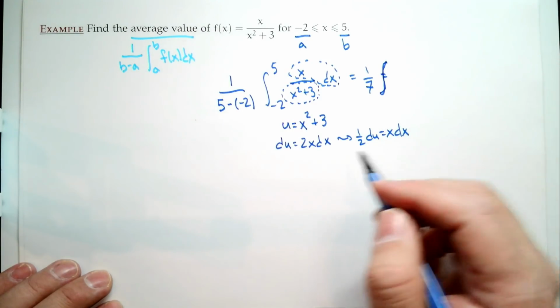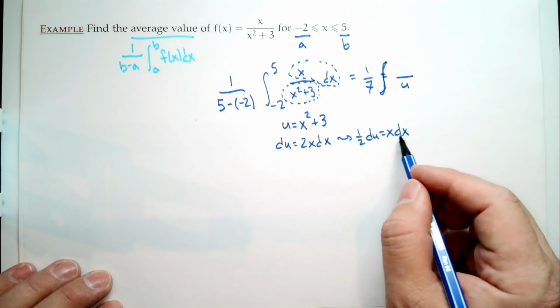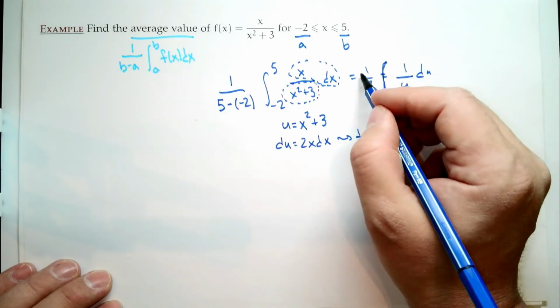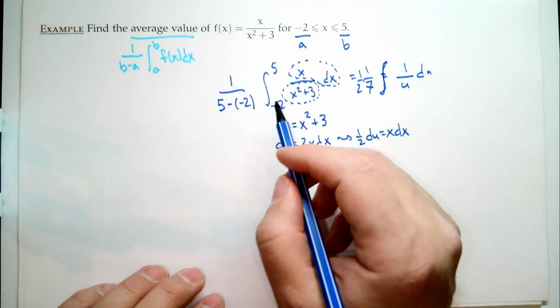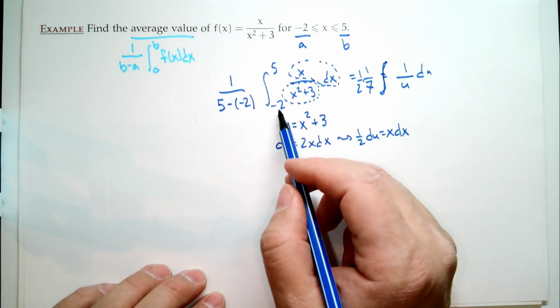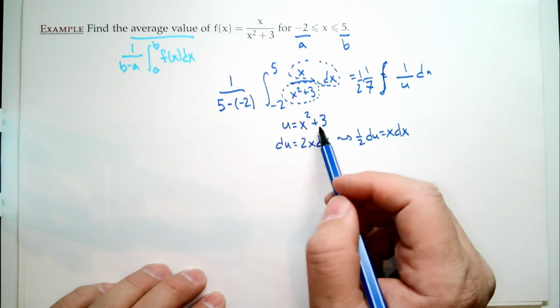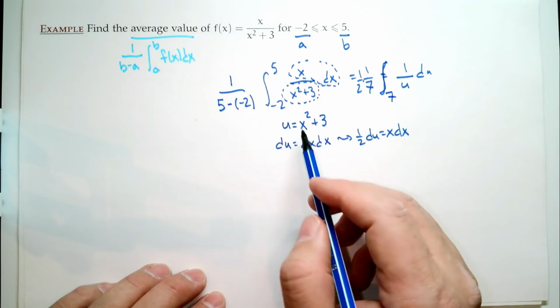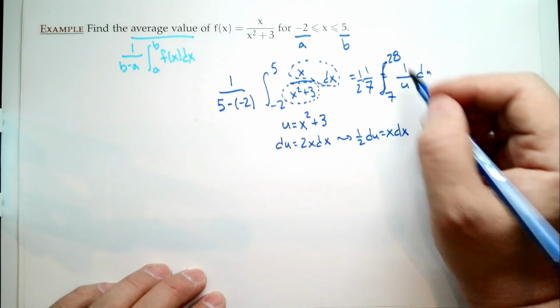So that's 1/7 times the integral of, okay, so x squared plus 3 becomes our u. x dx becomes 1/2 du. So we're going to write this as du and put the half out in front because we can do that. And now update the bounds. So the old bounds were x. To get u bounds, we plug it in. -2 squared is 4. Plus 3 makes 7. 5 squared, 25. Plus 3 makes 28.